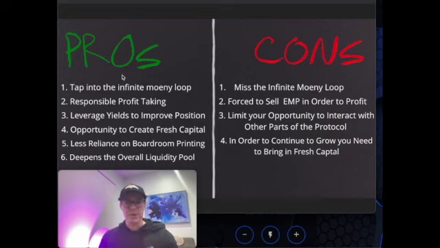And number 6, it deepens the overall liquidity pool. So obviously, if you're balanced correctly, as I said, it all comes back to being able to use those emissions from the farms. And if you've got the ability to pair up more liquidity and put that back into the system, then it deepens the overall liquidity pool. And the thing to remember about that is, does that really help you? Yeah, well, it does, because you know why?